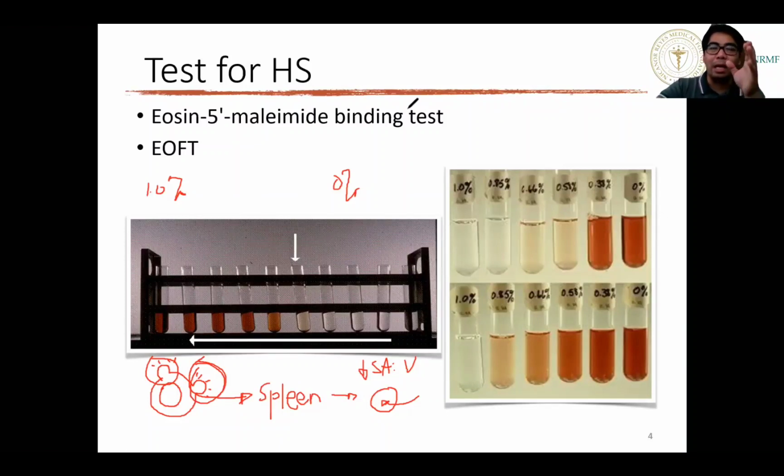Dapat mangyari yun. Now, in hereditary spherocytosis, early yung kanyang hemolysis. Baka makakita tayo ng hemolysis sa 0.5 pa lang. Meron nang initial hemolysis. Okay? So pag ganun ang binigay ko sa inyo sa exam, for example, the result of EOFT shows that there is already hemolysis on 0.5% sodium chloride o kaya 0.6% sodium chloride.